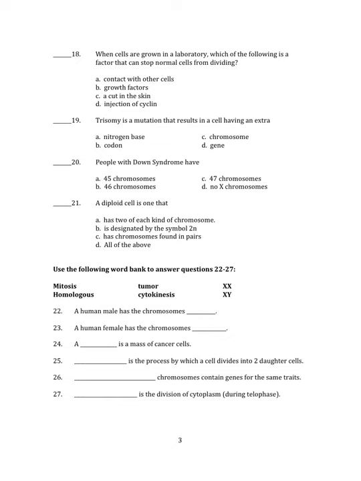Number 18 says, when cells are grown in a laboratory, which of the following is a factor that can stop normal cells from dividing?